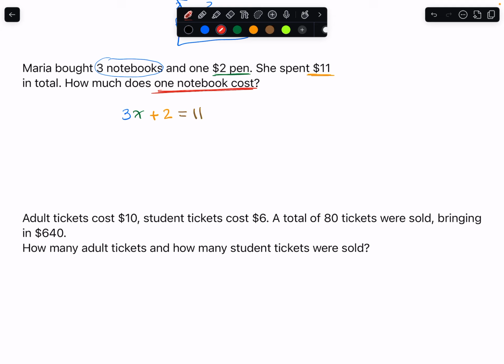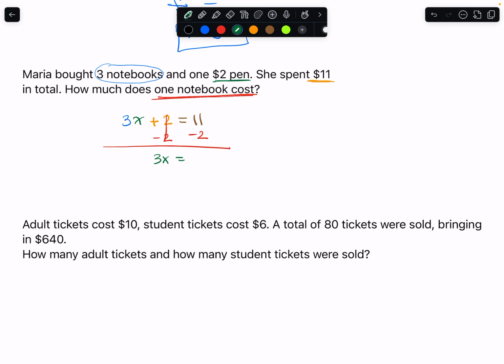Let's solve this equation. Minus 2, minus 2. 3x equals 9, divided by 3 on both sides. And x here equals 3. 3 here represents the cost for one notebook. So one notebook costs $3. Okay, very good.